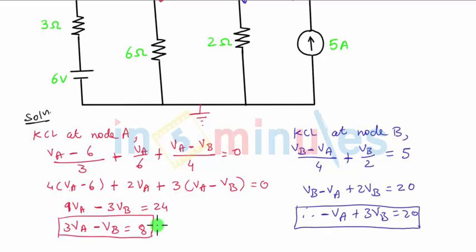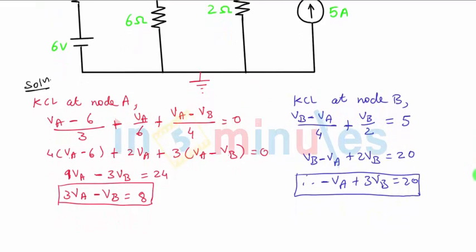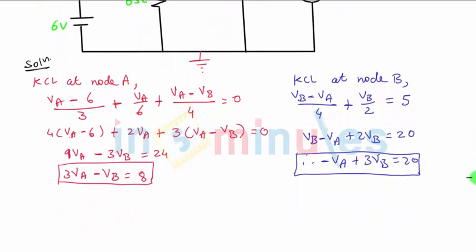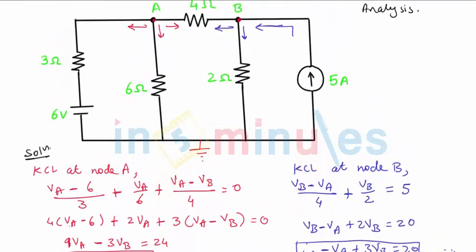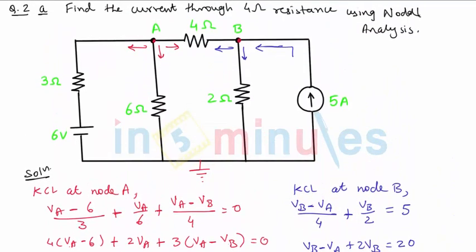So these are the 2 equations that we have, which we have to solve and find out the value of VA and VB. So you can solve the equation simultaneously. Let me number this equation as equation 1 and equation 2. So I'm saying solving 1 and 2 simultaneously. So when you solve them, you see VA comes out to be 5.5 volts and VB comes out to be 8.5 volts. Once we have got VA and VB, I can now define the current through 4 ohm resistance.